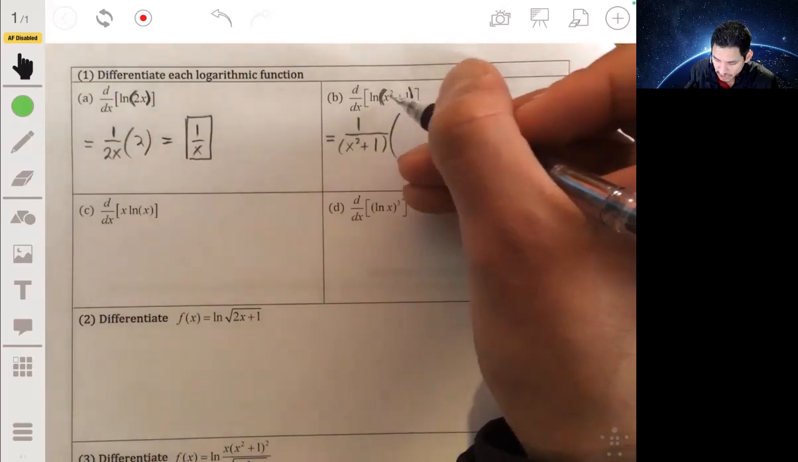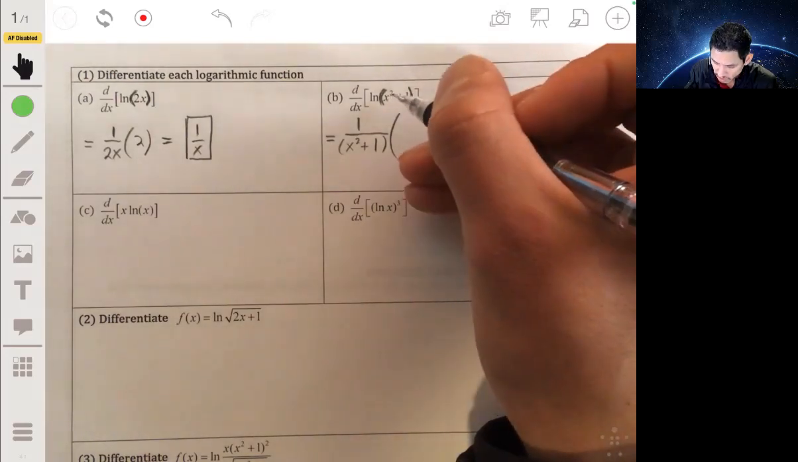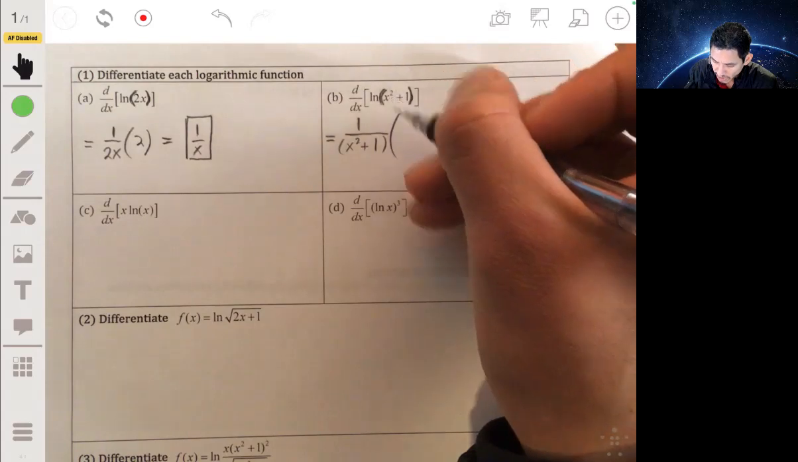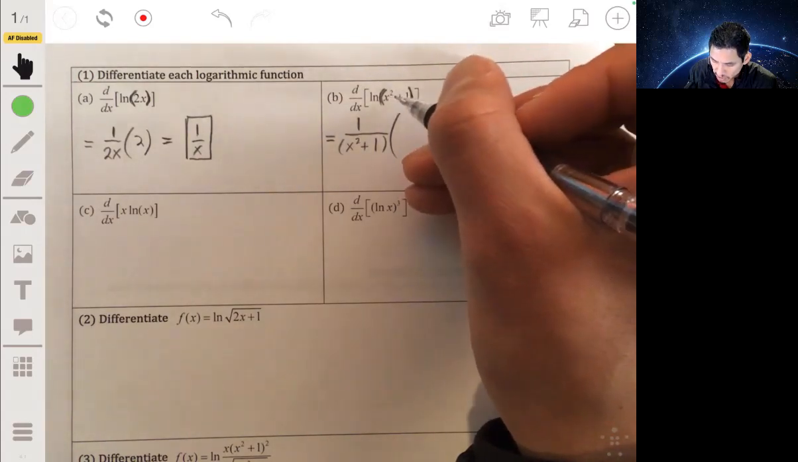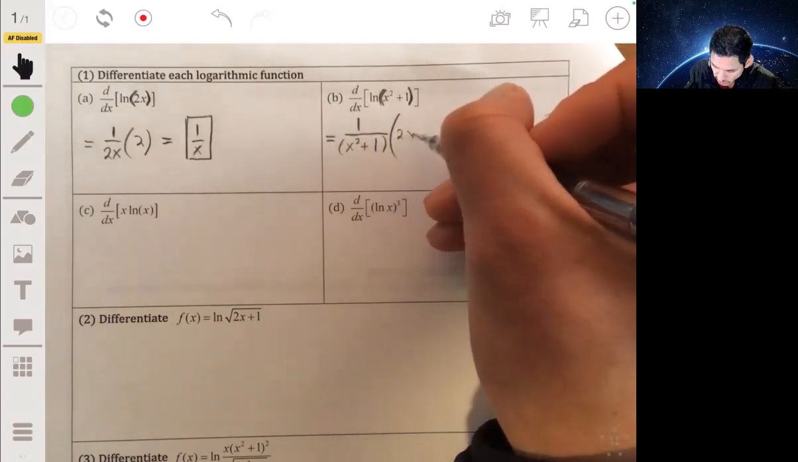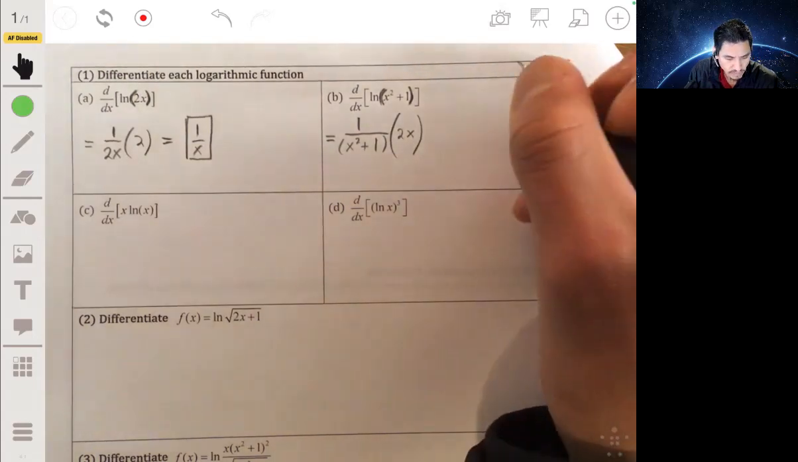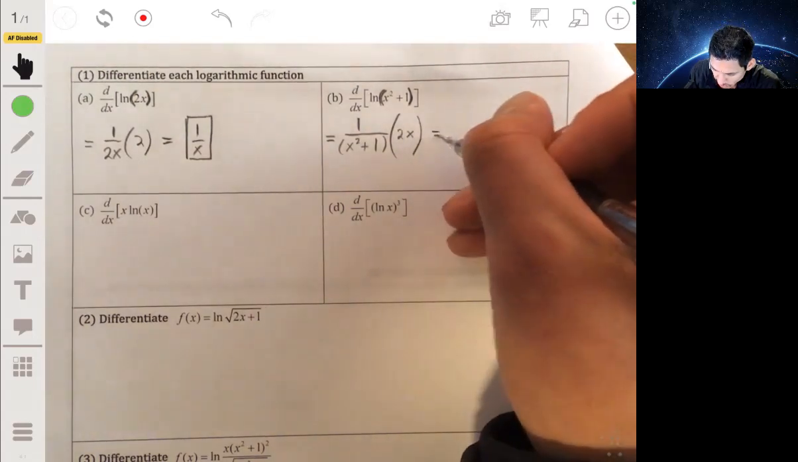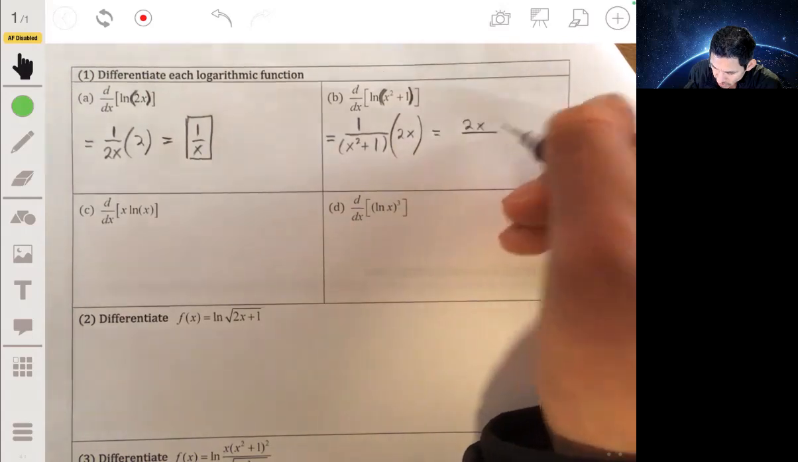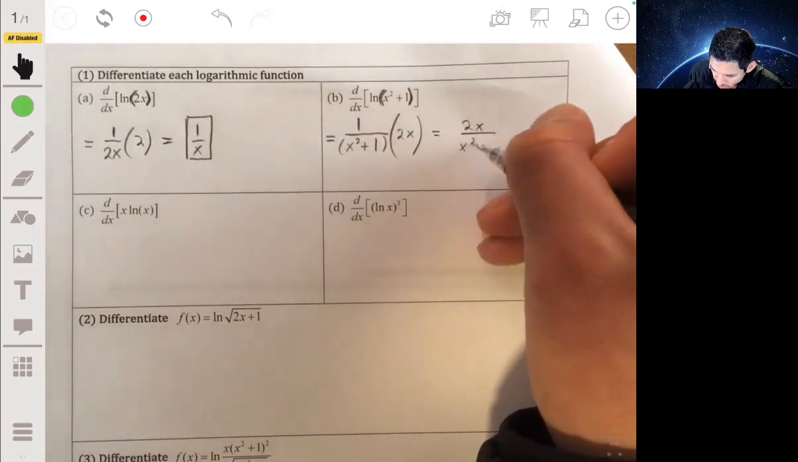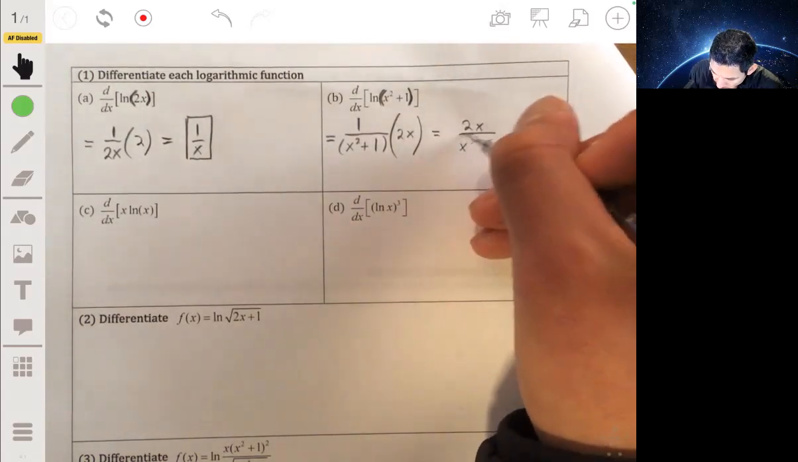So remember, the inside is x squared plus 1. So using the chain rule, we multiply by the derivative of x squared plus 1, which is just going to be 2x. And this really can't be simplified, so we are just going to rewrite this as 2x over x squared plus 1. And that's it.